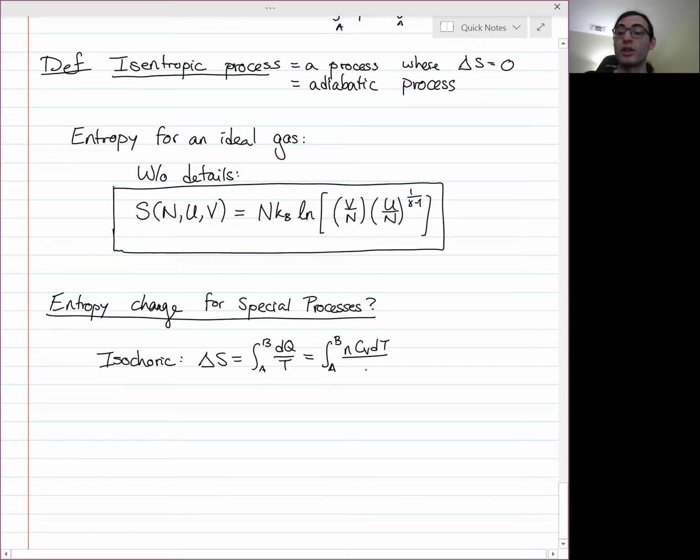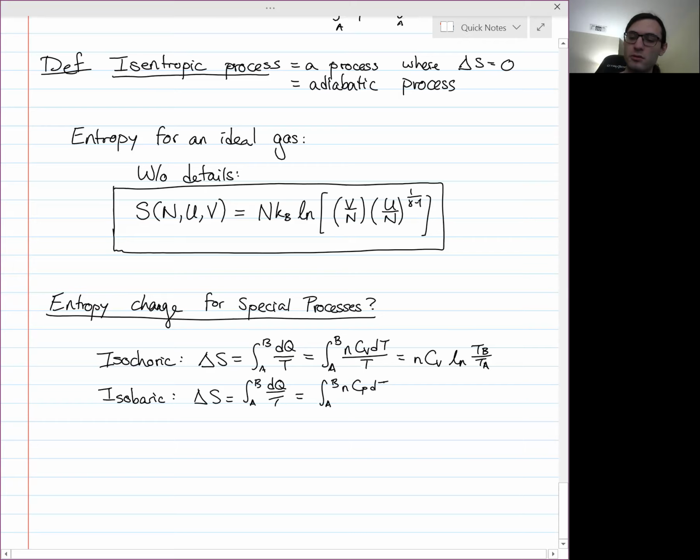And now this is just an integral that you can do. This is n times Cv times the log of Tb over Ta. Similarly, we can do it for an isobaric process using the exact same steps, where dq is just n Cp dT. So we get n Cp times the log of Tb over Ta.